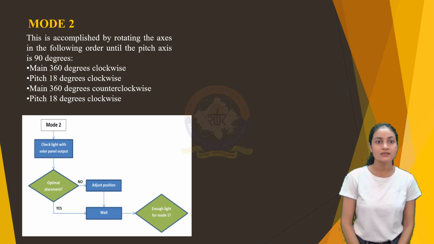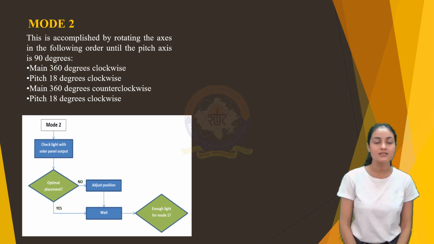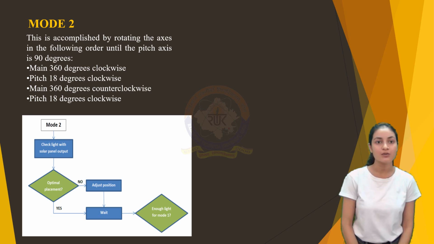Main axis 360 degrees clockwise, pitch 18 degrees clockwise. Main 360 degrees counterclockwise, pitch 18 degrees clockwise. The self-aligning solar panel remembers the position with the highest output and then aligns accordingly. It stays there for the set time interval and then evaluates if mode 1 is reliable in the same way as during the startup.